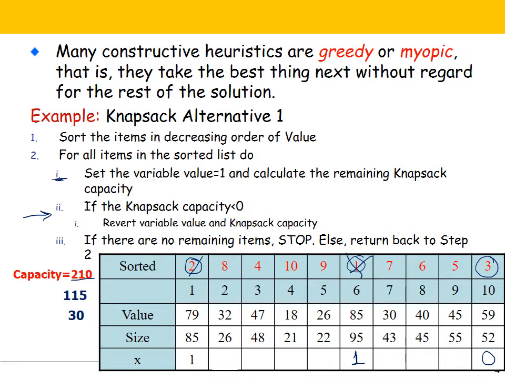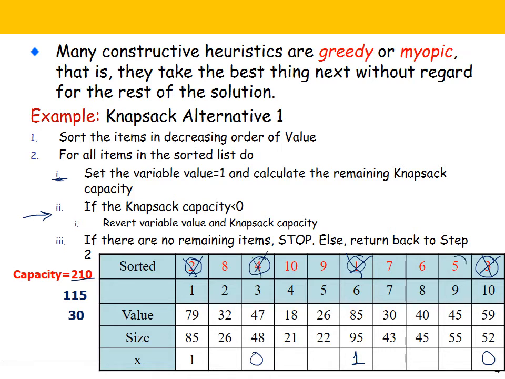Okay, so we evaluated 2, we evaluated 3, then it's time for 4. Again, we will make its value equal to 1, and then 30 minus 48 is minus 18. Since it's negative, we cannot take this item, so we will change this one to 0 again. We are not taking it. So we evaluated item 4.